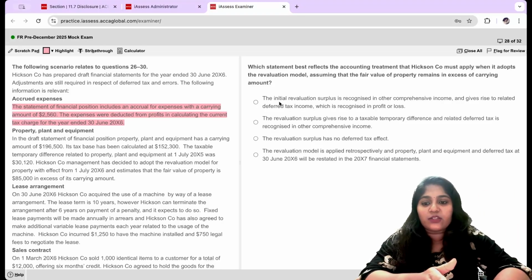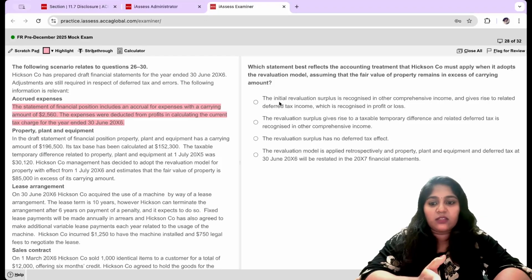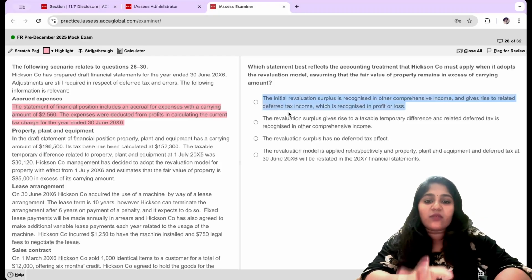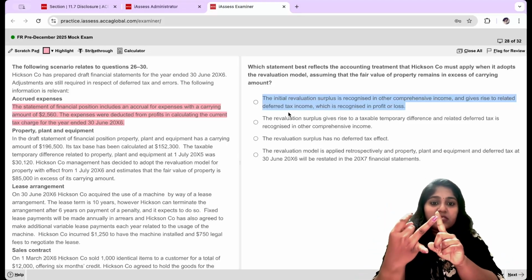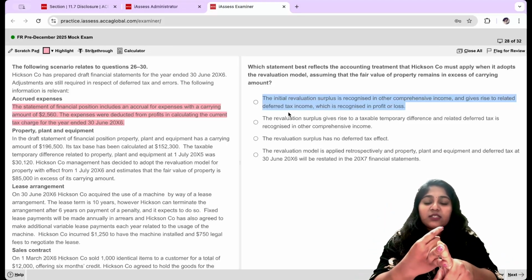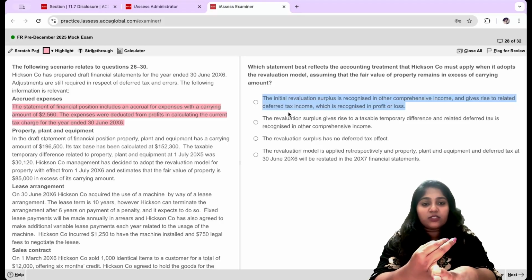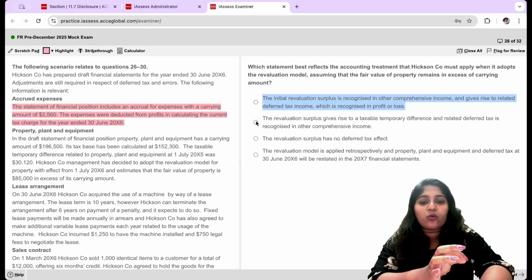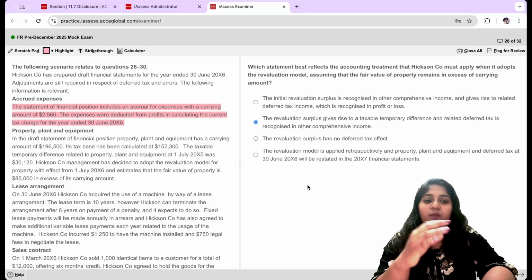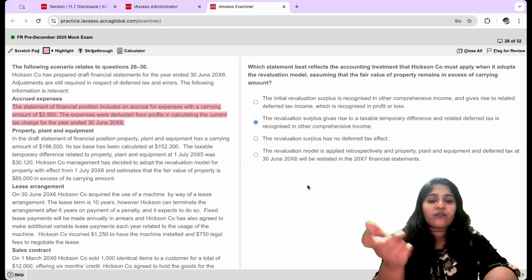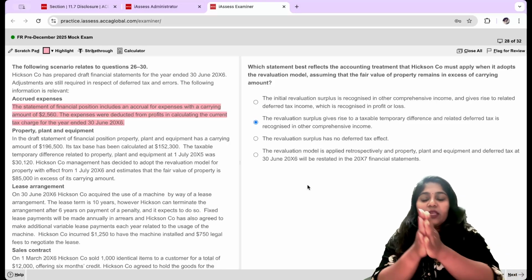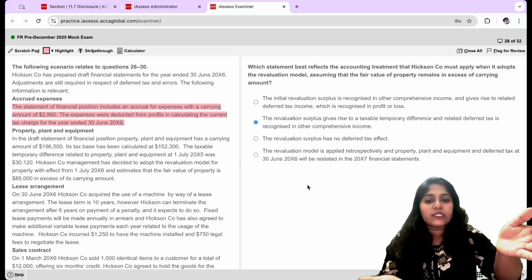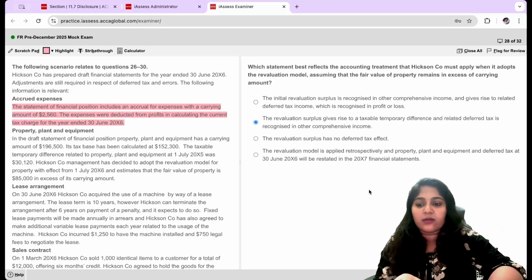So the initial revaluation surplus is recognized in other comprehensive income, and gives rise to related deferred tax. Guys, whenever there is a revaluation surplus, it increases taxable temporary differences, and that is recognized not in the P&L account, it is rather recognized in OCI. The answer is clear cut option B, because revaluation surplus does increase your taxable temporary differences. Taxable temporary differences will increase your deferred tax liability, so there will be a debit entry that should go to other comprehensive income. It's very simple.